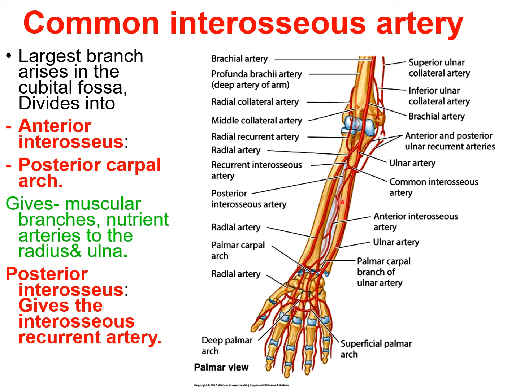Anterior interosseous artery, it gives muscular branches and it also gives the nutrient arteries to radius and ulna. The posterior interosseous artery, at its origin, it gives out interosseous recurrent artery which takes part in the formation of anastomosis around the elbow. Also, posterior interosseous artery, it passes to the extensor compartment at the upper border of interosseous membrane and ends by anastomosing with the anterior interosseous artery by forming the posterior carpal arch.